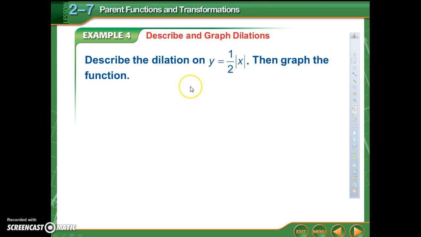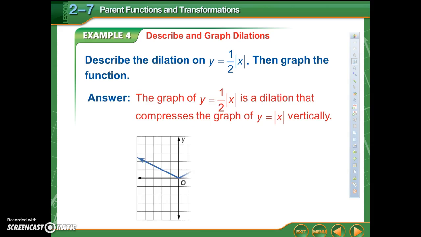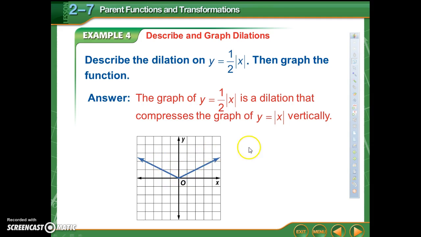Okay, this one describes the dilation on 1/2 absolute value of x, then graph the function. So if you hit y equals and type in your fraction, absolute value of x, and well, first of all, make sure you have your parent function in there, and then the absolute value of x. You see that one, that fraction, it compressed it. It made it go out a little bit wider. So you can see it's wider than the original one. The original one went through negative 1, 1, negative 2, 2, and then this one 1, 1, 2, 2, 3, 3. So you can tell it's wider there.